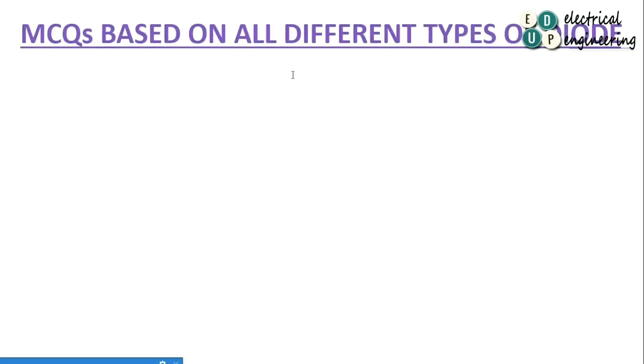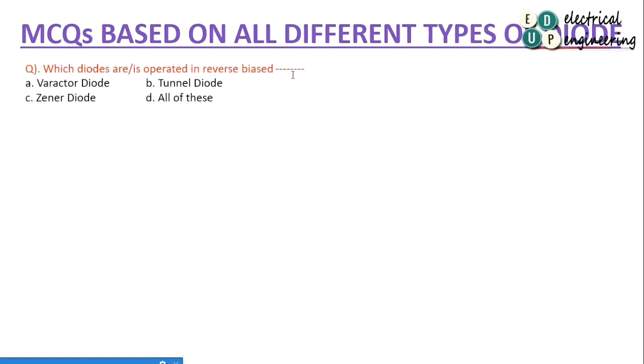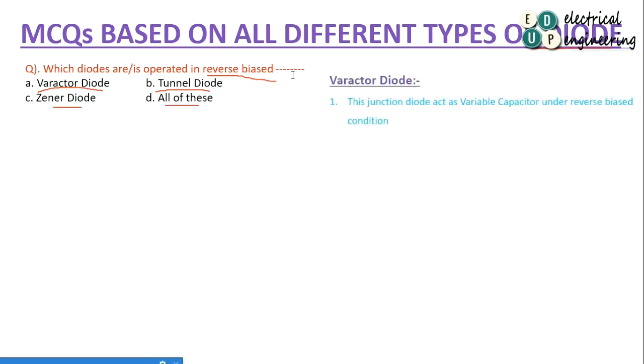Now start with the MCQs based on all the different types of diodes. The first question is: which diode or diodes are operated in reverse biased condition? The options are varactor diode, tunnel diode, Zener diode, or all of these.